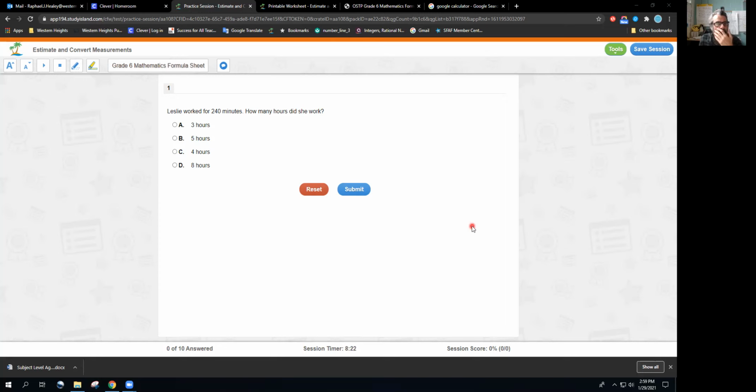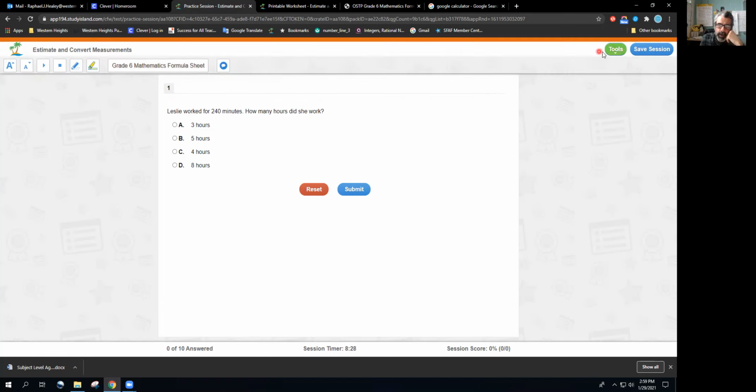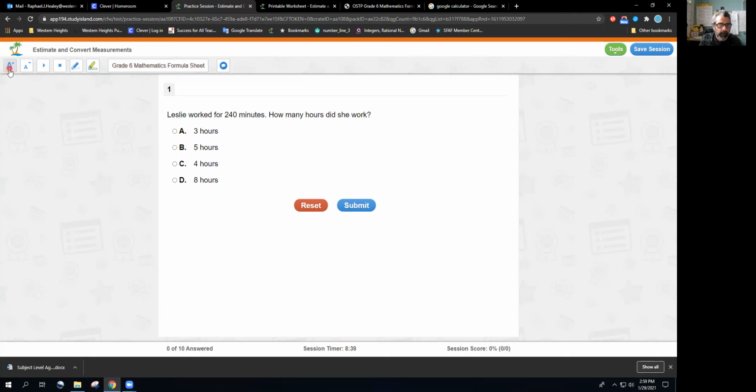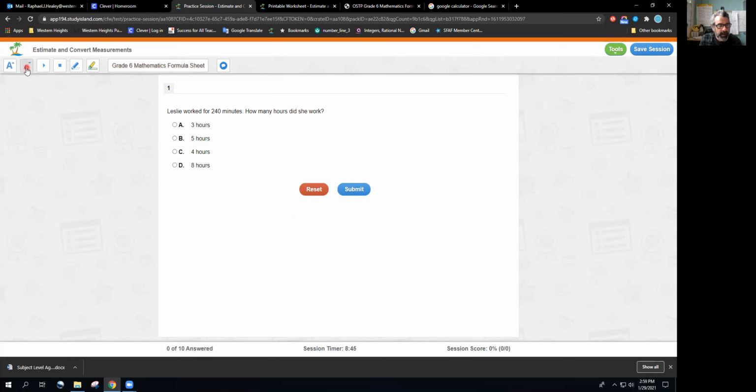So some features to notice: do you notice how when I click on the tools over here on the green button on the right, where it says save session, it pops the menu down? If you look closely, you can enlarge it if you can't see it that well, or you can make it smaller. So this changes the size.